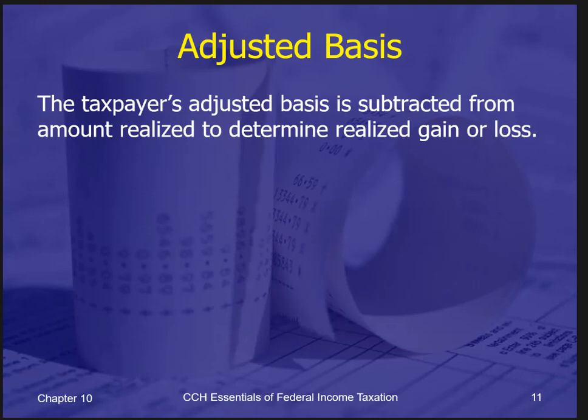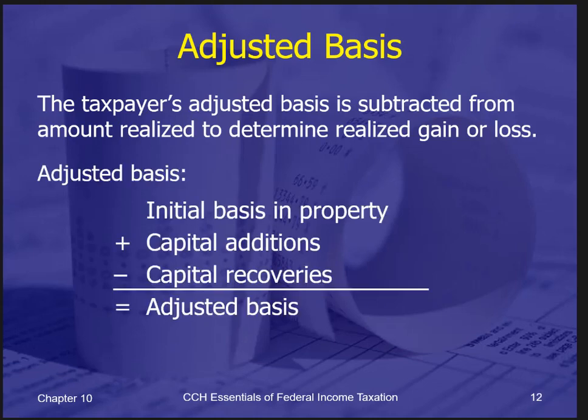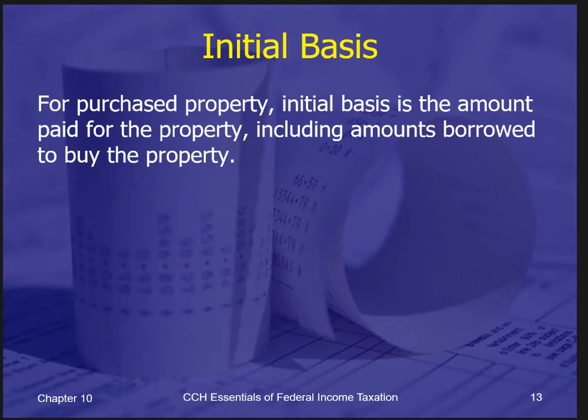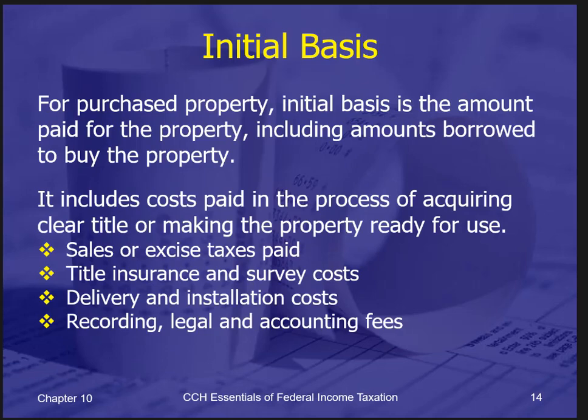So once you have the amount realized, then you can subtract the adjusted basis. So what does that mean? What is adjusted basis? Well, you have your basis that you start with, the initial basis, which most of the time is what you paid for it, and then you add your capital additions and you subtract capital recoveries. That gives you your adjusted basis. All right? So if we buy it, it's just what we paid, and it doesn't matter how we got the money to buy it. If we borrow it or whatever, it's still included. This includes all the costs to get it ready to use.